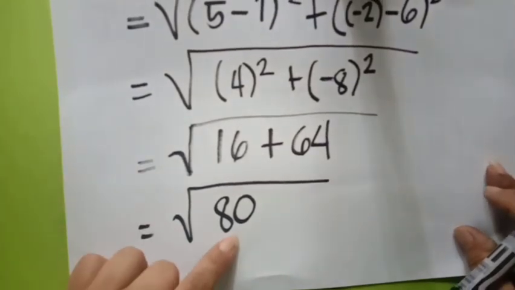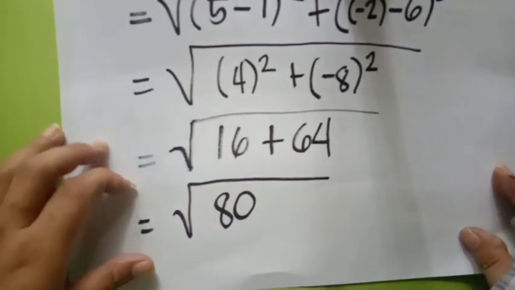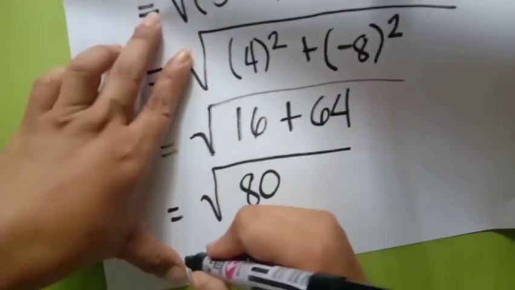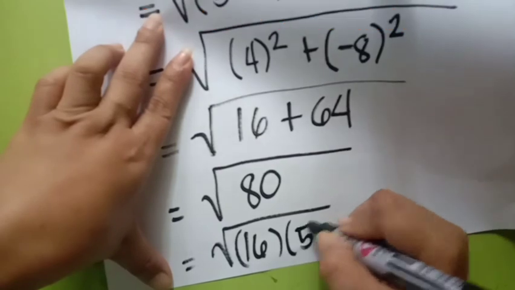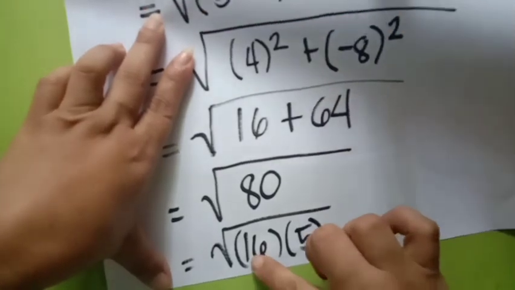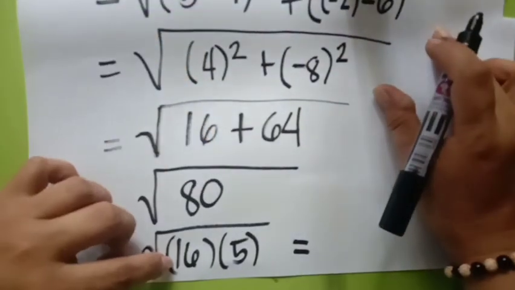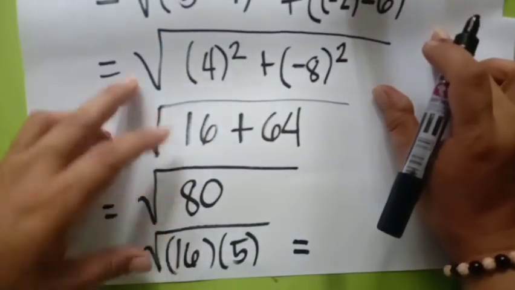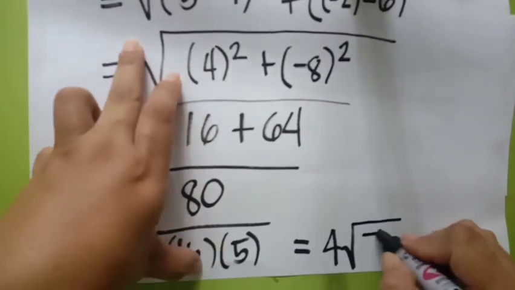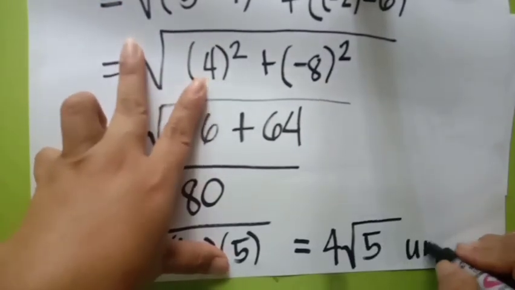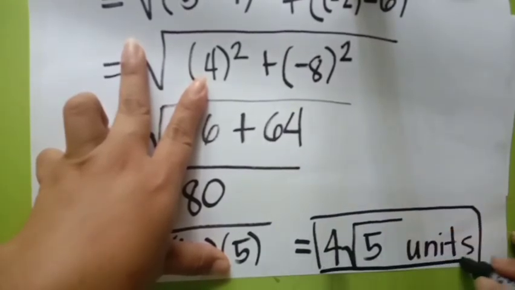So, yung 80, ang factor niya na may perfect square ay 16 and 5. 16 times 5 is 80. So, yung 80, that is 16 times 5. And 16 is a perfect square. So, kunin natin ang square root ng 16. What is the square root of 16? Square root of 16 is 4. So, 4 square root of, may iwan yung 5 sa loob. So, 4 square root of 5 units. That is the final answer.